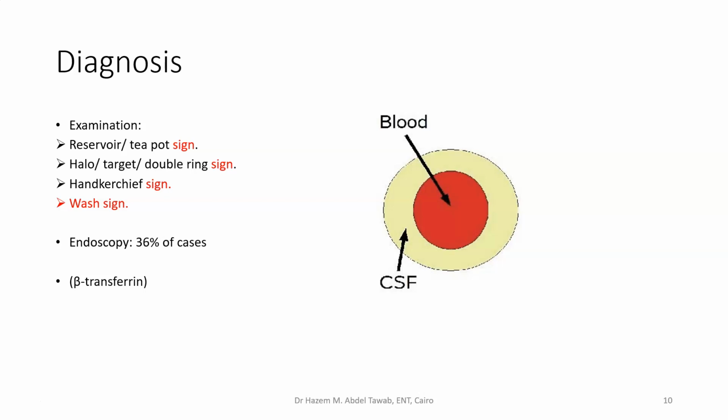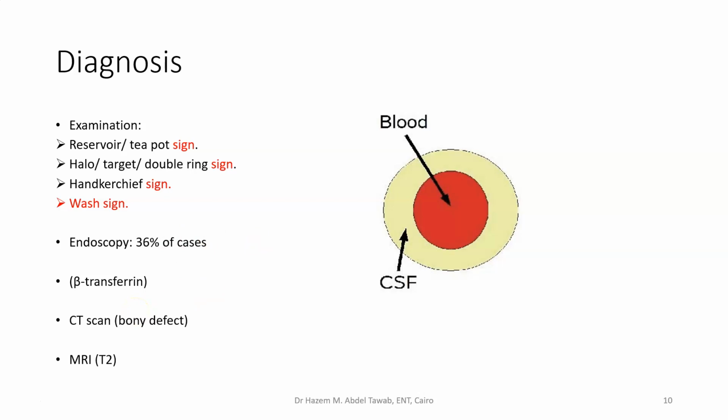If it comes back that there is beta transferrin in that fluid coming from the nose, it means that it is CSF rhinorrhea, and I'm coming to that in the coming slide, because the beta transferrin holds a very high sensitivity and specificity to diagnose cerebrospinal fluid.